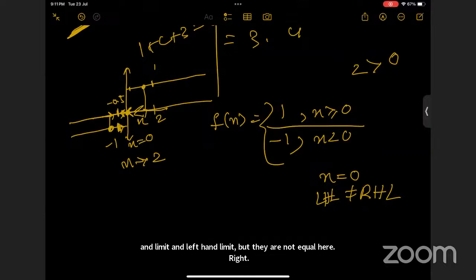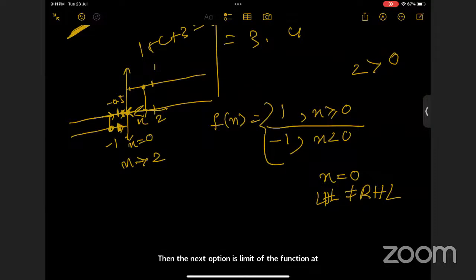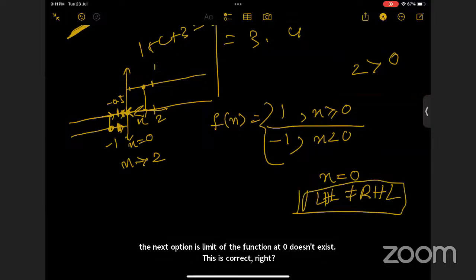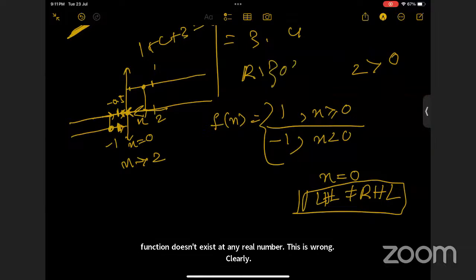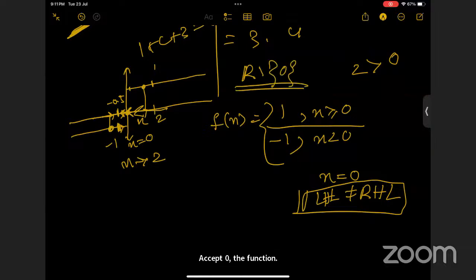Then the next option is limit of the function at 0 doesn't exist. This is correct, right? Limit of the function doesn't exist at any real number. This is wrong. Clearly, except 0, in this domain R minus 0, the limit will exist, right? Yeah. Got it. Thanks.